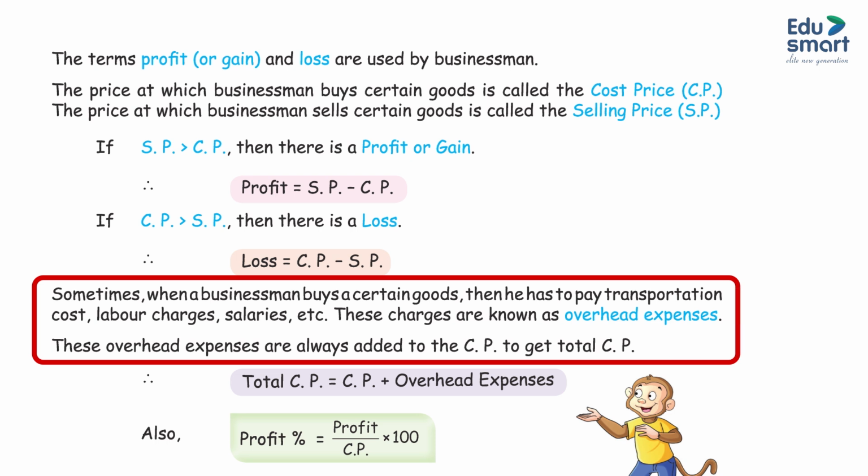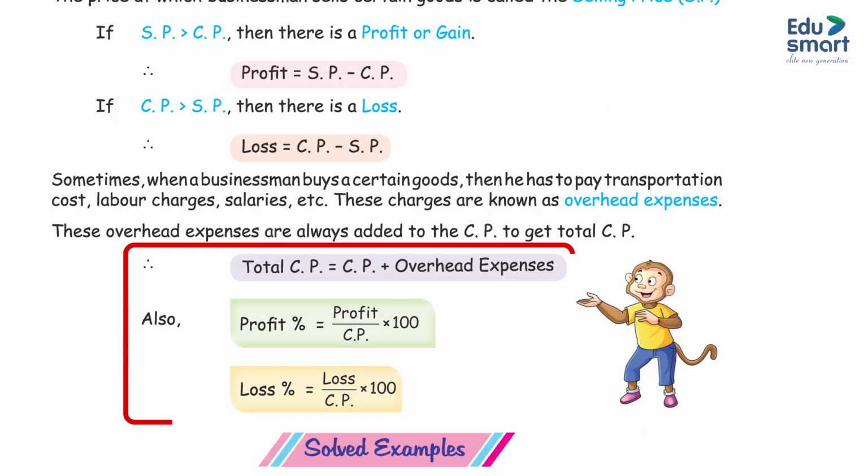Sometimes when a businessman buys certain goods, he has to pay transportation cost, labor charges, salaries, etc. These charges are known as overhead expenses. These overhead expenses are always added to the CP to get the total CP. Total CP is equal to CP plus overhead expenses. Also, profit percent is equal to profit upon CP into 100. Loss percent is equal to loss upon CP into 100.